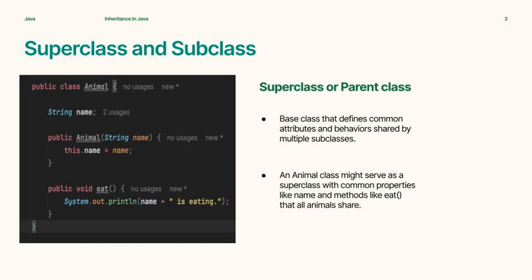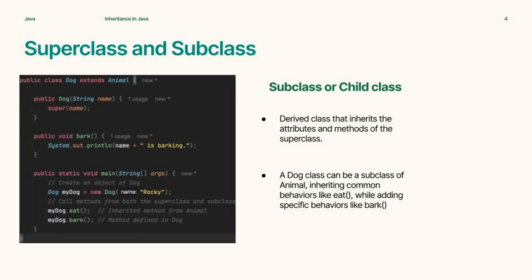A superclass is a base class that defines common attributes and behaviors. In the code beside, the superclass animal has an attribute name and a method eat. A subclass is a derived class that inherits from the superclass and can add or modify features. In the code beside, the subclass dog, which uses the extends keyword to inherit the name attribute and eat method from animal. It also introduces its own method bark.